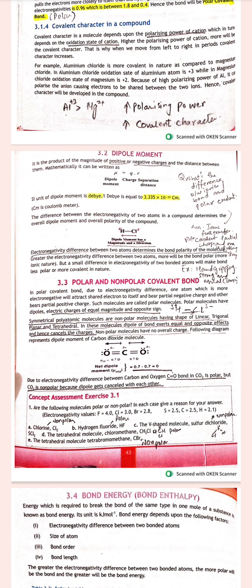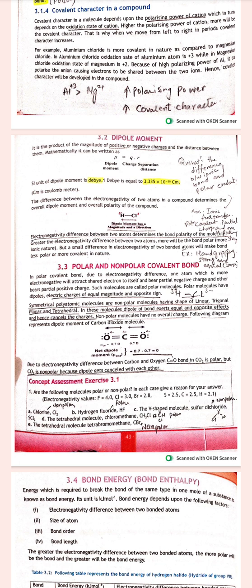Covalent character in a compound. Covalent character in a molecule depends upon the polarizing power of the cation, which in turn depends on the oxidation state of the cation. The higher the polarizing power, the greater the covalent character. So what is polarizing power? Polarizing power is basically the distortion of the electronic cloud. So it all depends on the oxidation state.